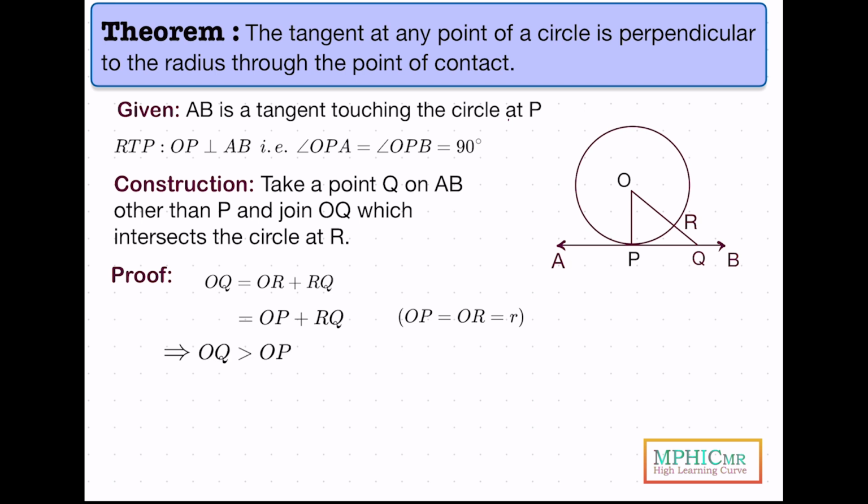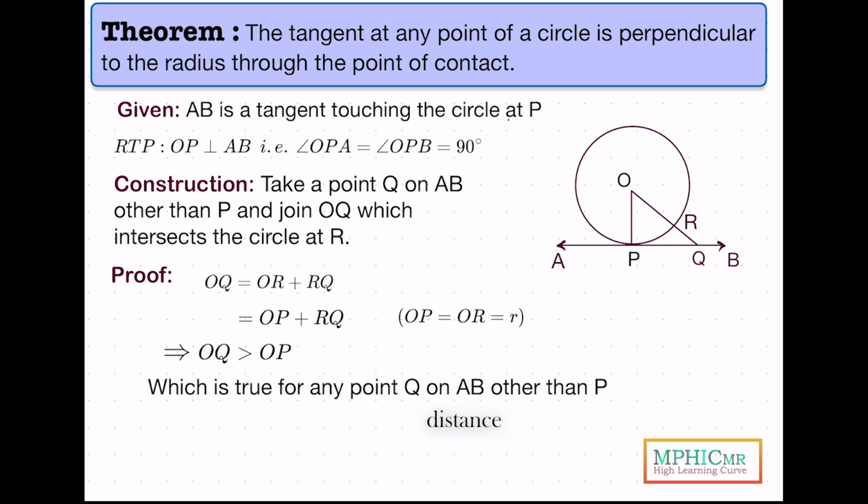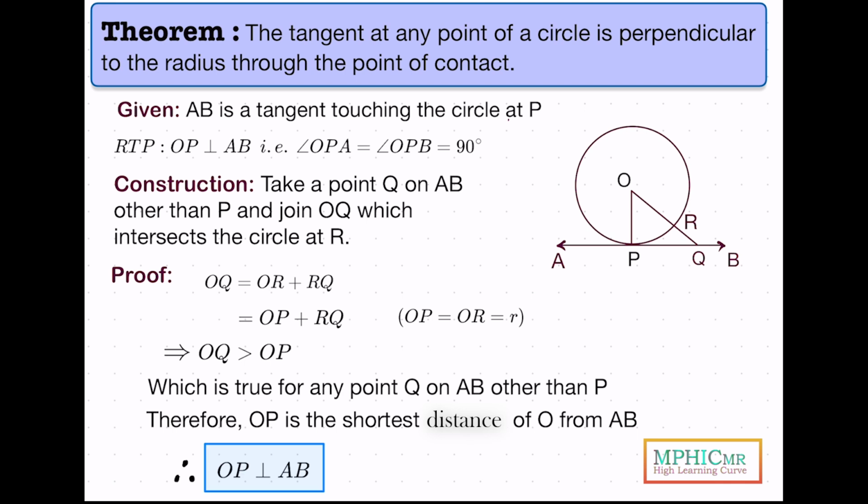Now we can say that OQ will be greater than OP, which will be true for any point Q on AB other than P. That means OP is the shortest distance of O from AB, and as we know that the shortest distance is the perpendicular distance of a point from a line, therefore we can say that OP is perpendicular to AB. And that's how we can prove this theorem.